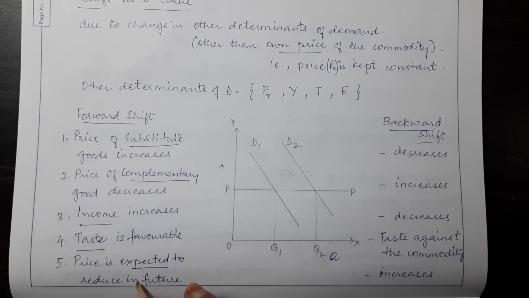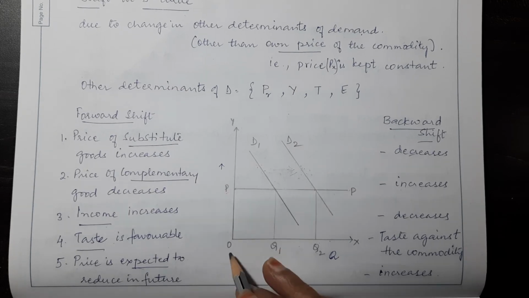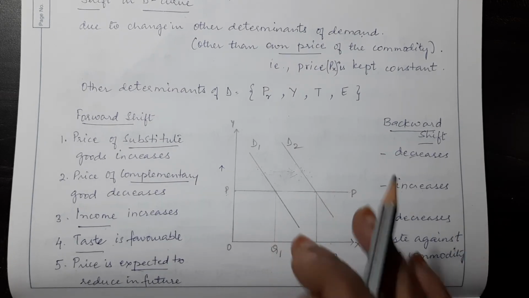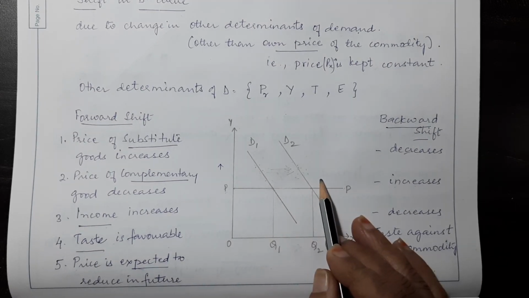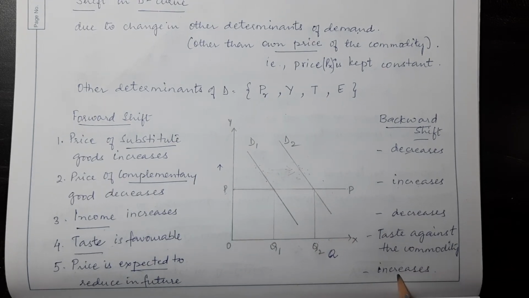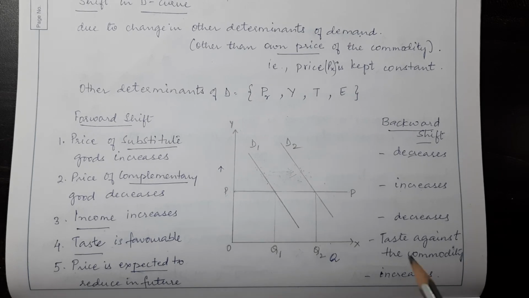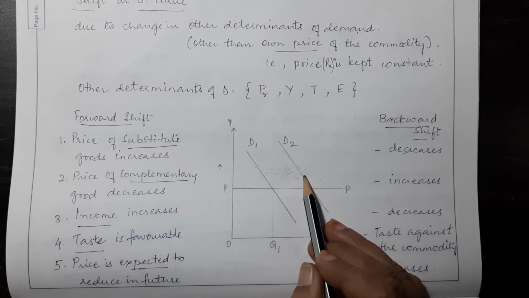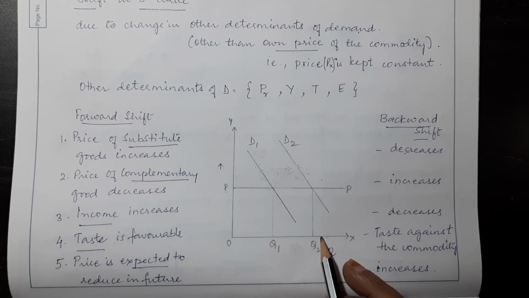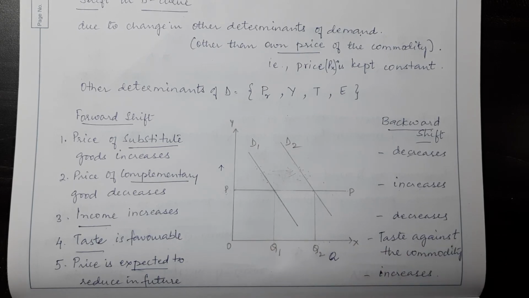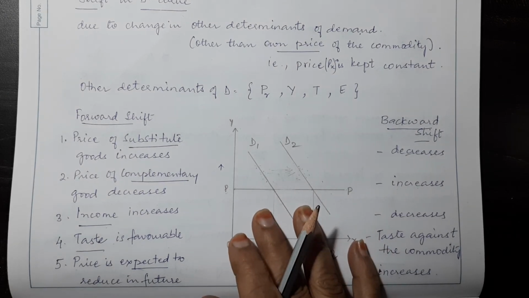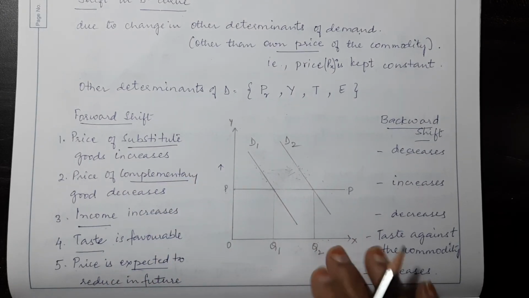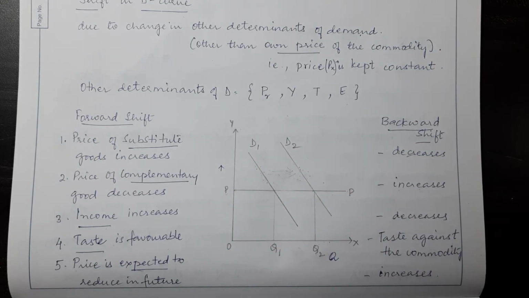Now the fifth one is expectation of the price. If price is expected to reduce in the future, in that case, right now, the demand will fall. But in the future, the demand is going to increase. However, on the other hand, if we expect the prices to go up, now at the present moment, the demand will increase and will move from D1 to D2 because the quantity demanded at this point of time will increase, right? So movement along the demand curve is due to the own price of the commodity, whereas a shift in the demand curve is due to the other determinants of demand.